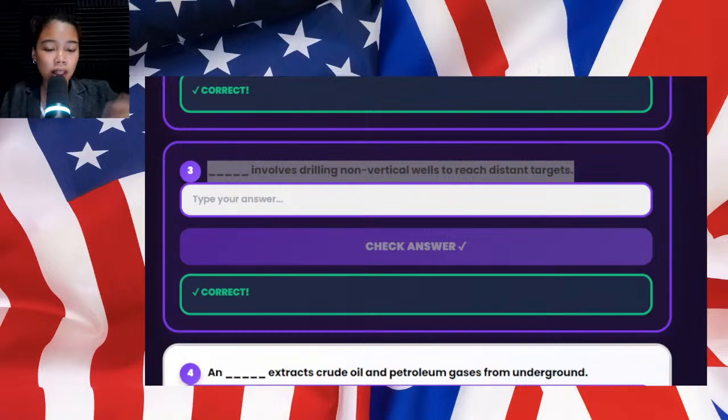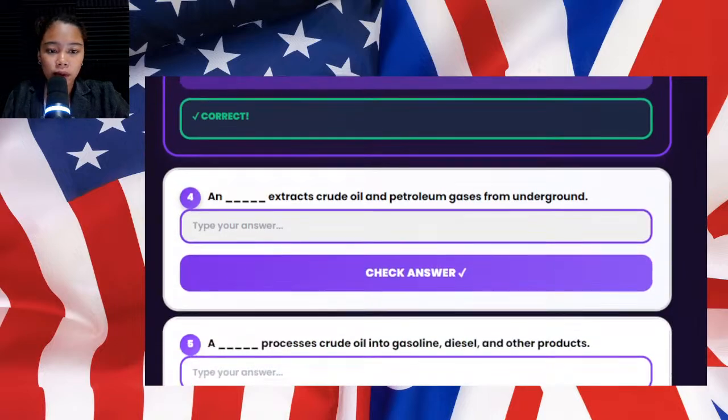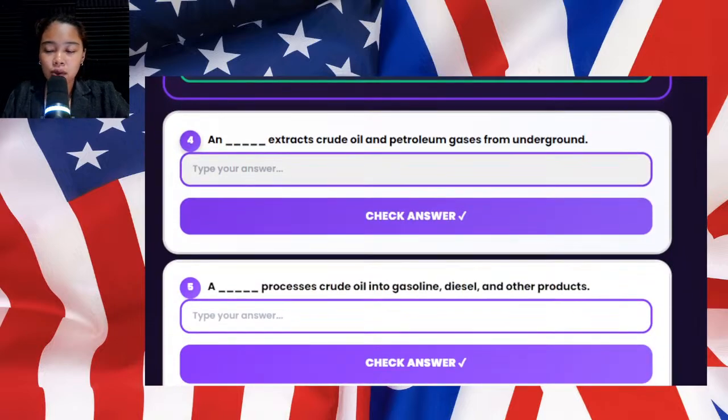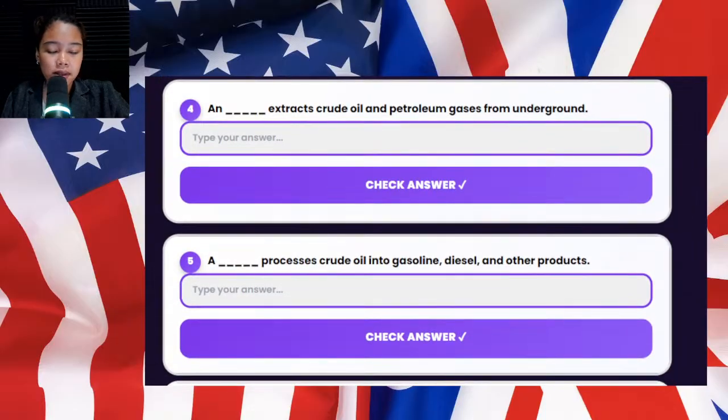Moving a drill bit along a curved path requires much more than just a standard motor. So directional drilling totally relies on high-tech downhole equipment to navigate deep underground. Okay? So that is one of the greatest advantages of directional drilling. Again, the answer for number three is directional drilling. Next, we move on to number four. An blank extracts crude oil and petroleum gases from underground. Share your answers in 10 seconds.